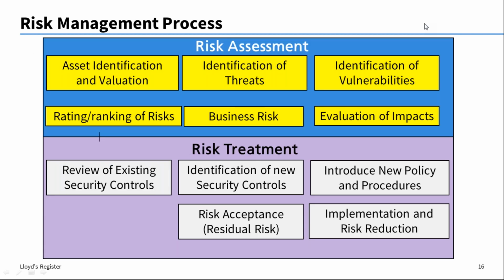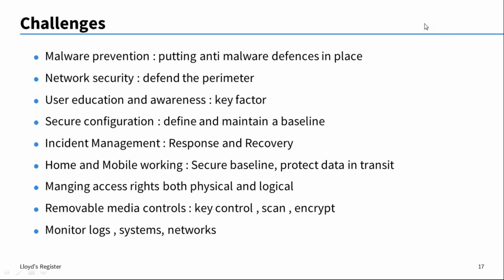Process, fairly simple. Identify the asset, identify the threat, identify the vulnerability, and then treat the risk. Potential challenges. Well, the cost of putting malware prevention into place, network security, being able to identify your network and defend the perimeter, educating users, a key factor to make sure that if people understand what's an issue, they will make sure to the best of their ability that it doesn't happen. Have a robust incident management process, being aware of physical and logical access rights, controls over removable media. These are all elements which in any organization can be a challenge. They can be time consuming, they can be expensive, but they are adequate controls to mitigate the risk.